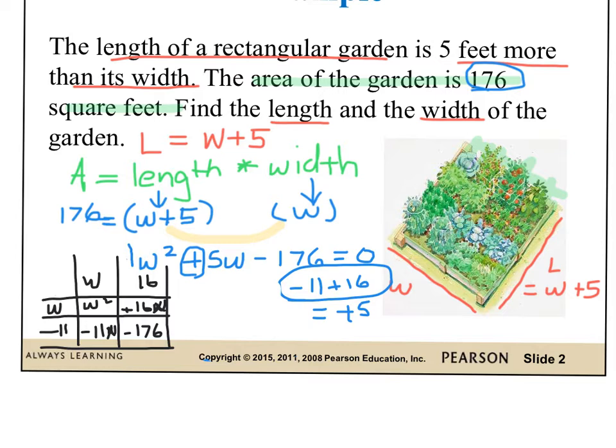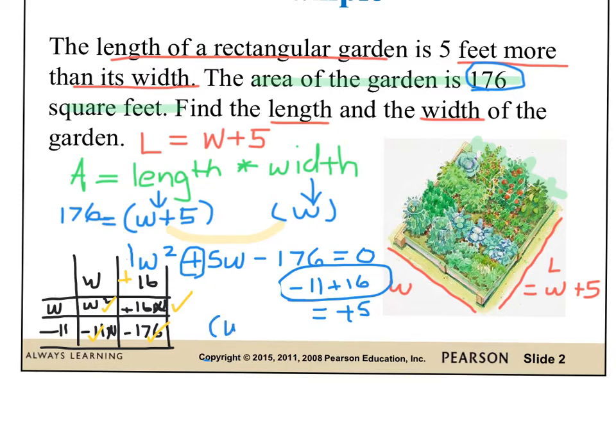And so we multiply it out just to check and make sure we have everything right. W times W is W squared. 16 times W is 16W if that W is positive, and so we'll make it positive. Negative 11 times W is negative 11W, and negative 11 times positive 16, we've already established, is negative 176.